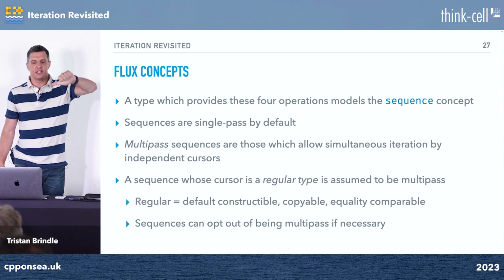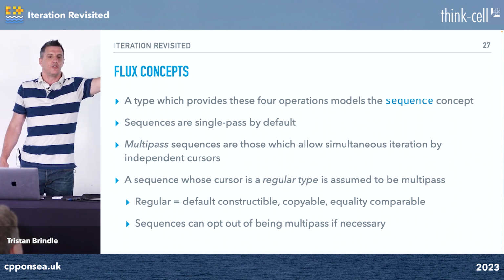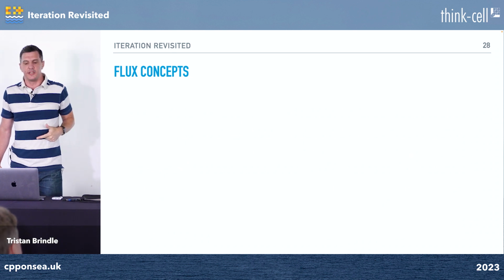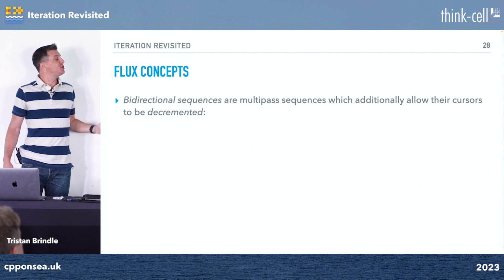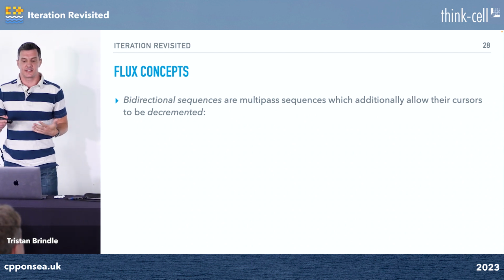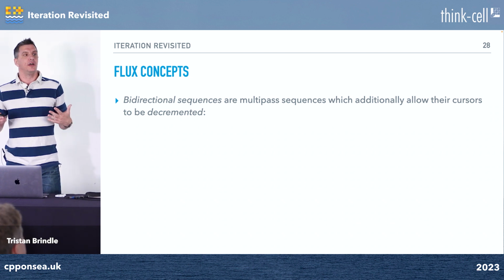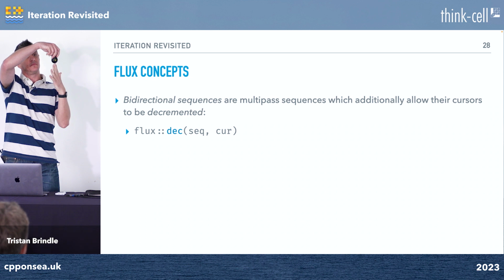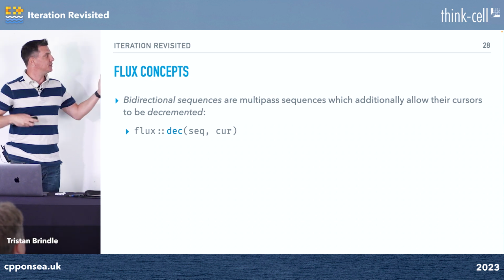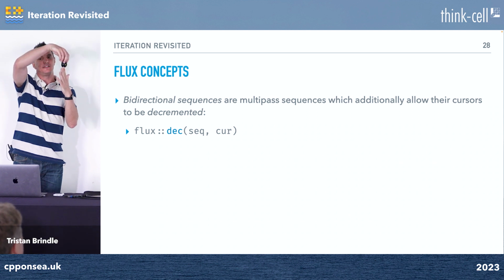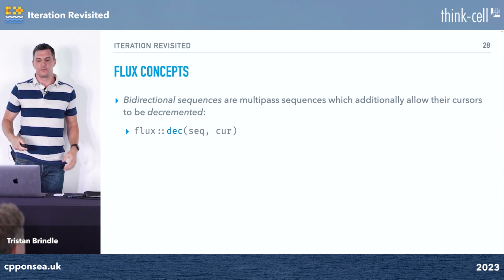So we've got single-pass sequences, the equivalent of input ranges. We've got multi-pass sequences, the equivalent of forward ranges. We can go further. We have bidirectional sequences. These are multi-pass sequences which additionally allow cursors to be decremented, to be moved back one place. So we've got the function flux::dec, the opposite of inc. We can decrement a cursor to go back one spot.